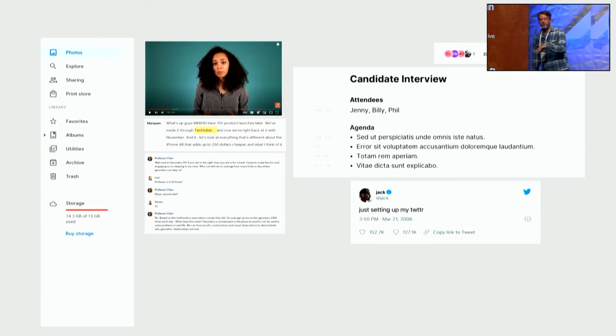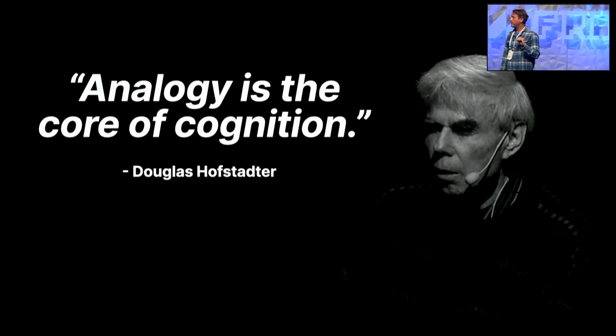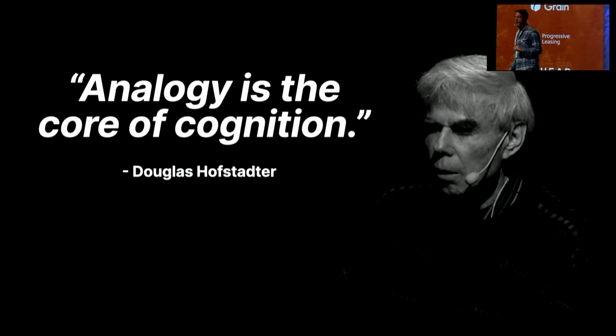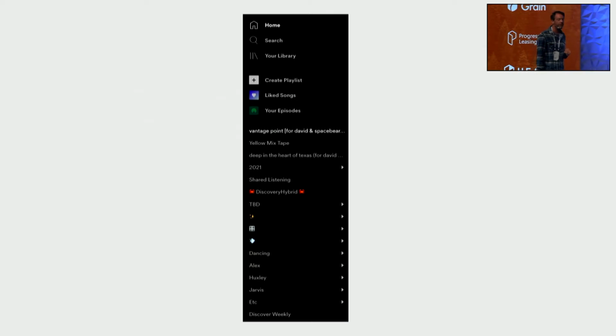Every one of these screenshots is an analogy. Douglas Hofstadter said famously, analogy is the core of cognition. You understand things by what they are most like. You understand new things by what they are most like. Your brain is literally wired that way for analogies. And so every one of those little screenshots that I showed you is an analogy.